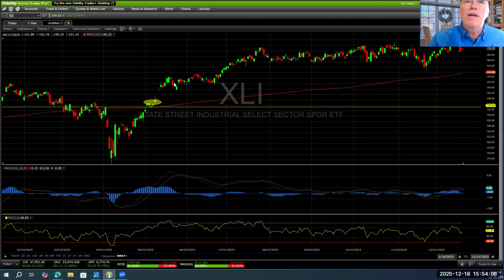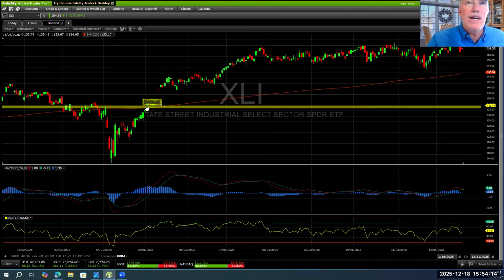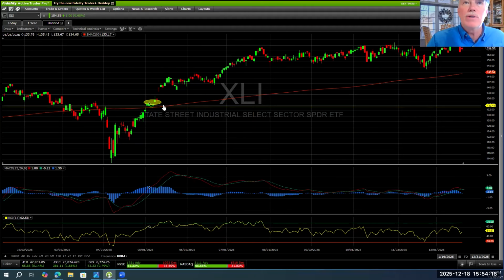So you can see the money has been in XLI since the beginning of May. We came over here. We retested, came up, retested. You got the 200 sliding up. Here's our line. We'll see which direction we're going. You're up and you're above it and you're still in it. Okay. And that's just a real simple way.